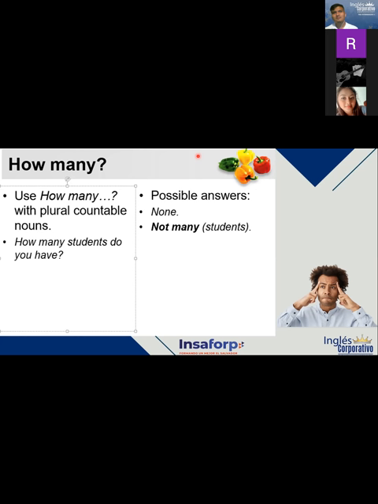Because it's countable. And can you say there are 15 or 10 students? I think. I don't know. Okay, if I say, let me see, how many students do you have? I have 19. So it will be better to say the number instead of using some. Siento que nos estamos perdiendo, chicos. If you are not understanding, just let me know.